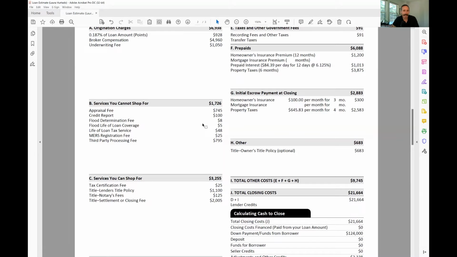There might be a tax cert fee like there is here. So these fees, you can pick the title company that you want to use. You're not forced to take any one particular title company. Now, having said that, typically your realtor is going to have a relationship with a title company that they work with. And usually it's a recommended practice to go with that title officer.